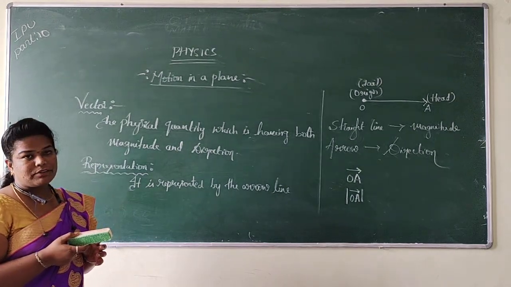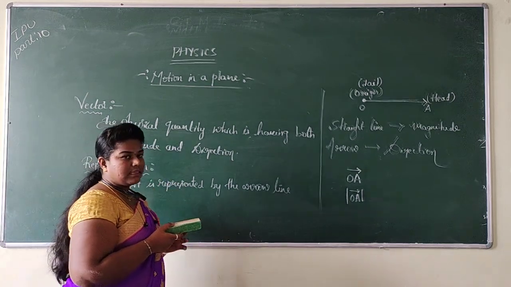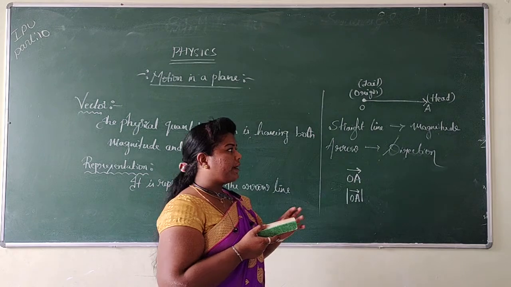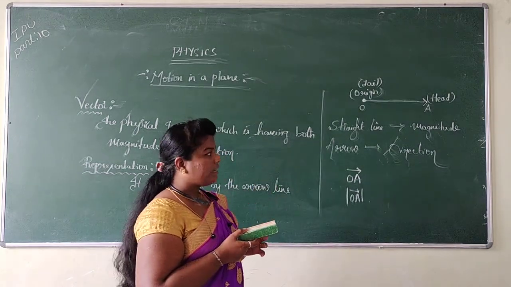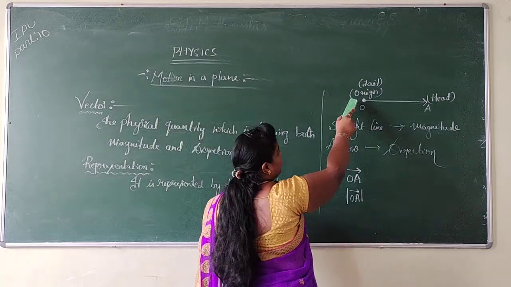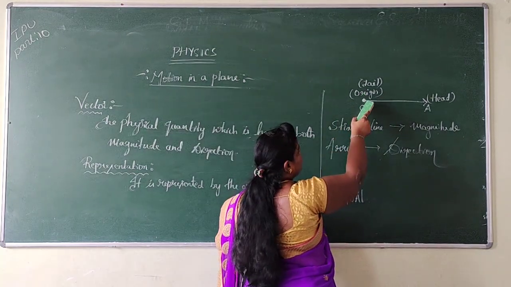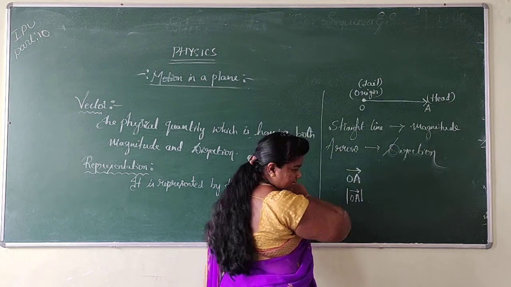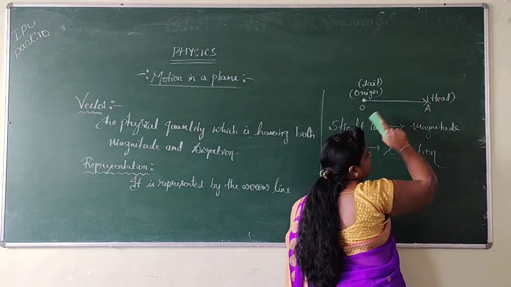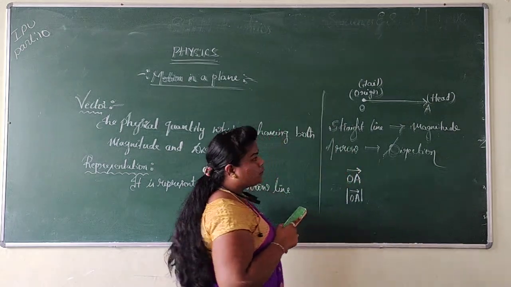The origin point of the vector quantity is called the tail, and the end point or the terminal point of the vector quantity is called the head. I am repeating again. The origin point of the vector quantity is called the tail, and the terminal point of the vector quantity is called the head. Hope you note it down.